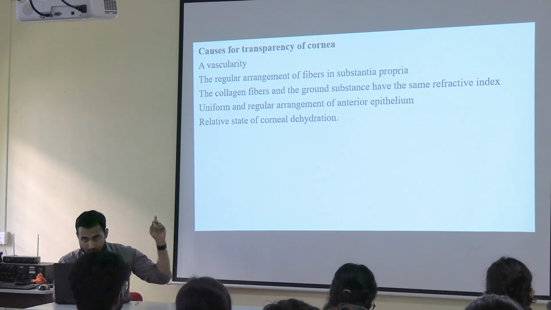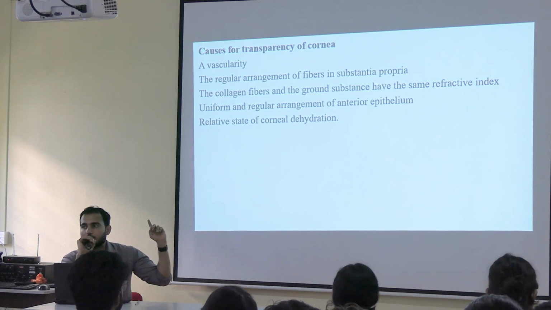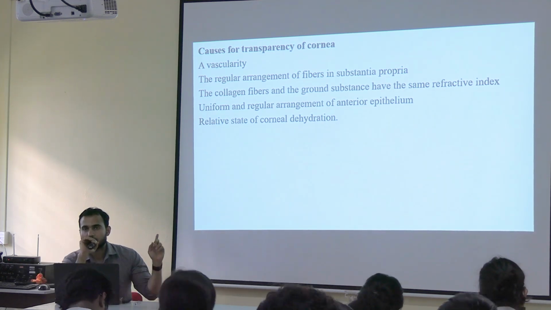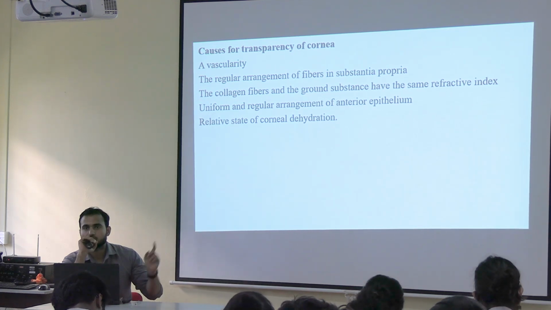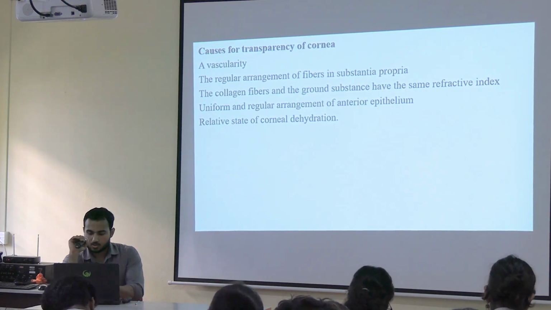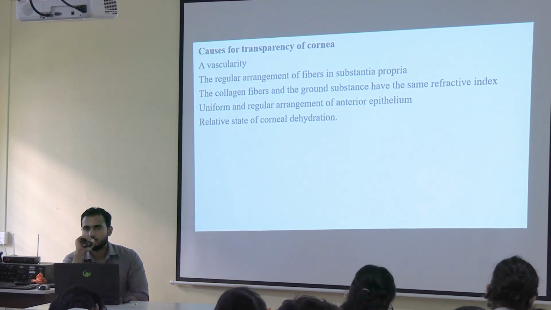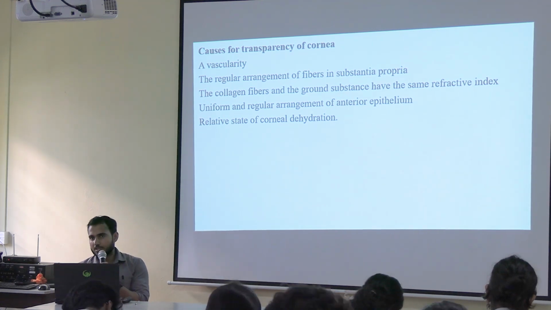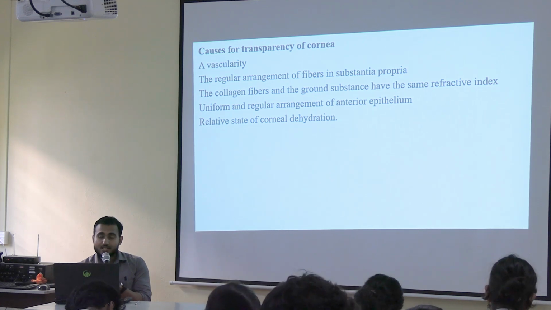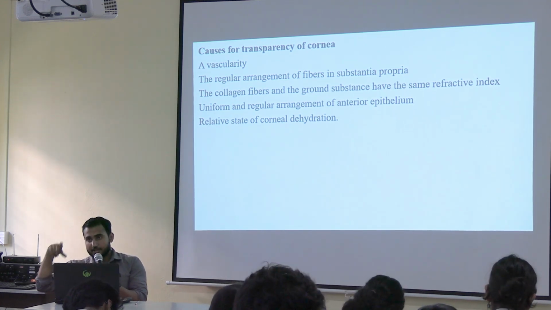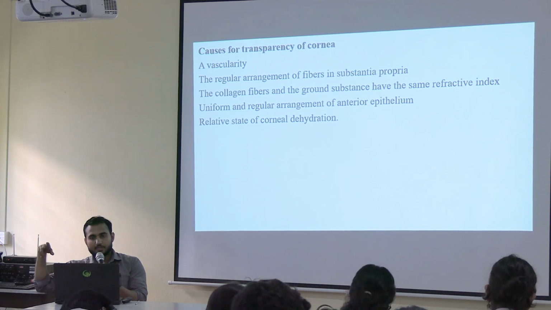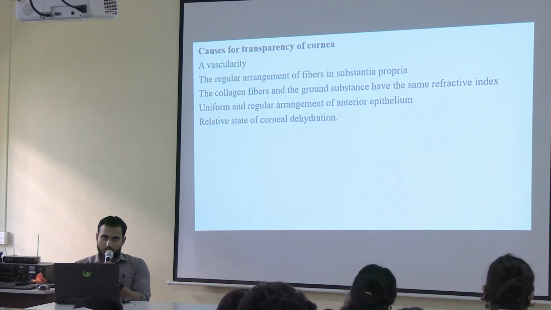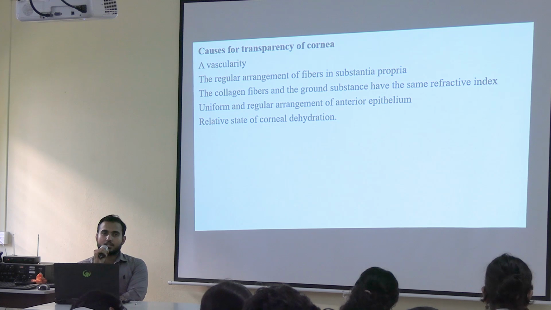Now, before going to the vascular layer, if anyone asks you, what is the reason behind the transparency of the cornea? These are the points. Okay. Everyone, please note it down quickly. So why is the cornea transparent in nature? First of all, it is avascular. Then a regular arrangement of the collagen fibers in the stroma. Okay. Next, the refractive index of the collagen fibers and the refractive index of the ground substance, both are the same. That is also a reason. Now, do you remember the hyaline cartilage?